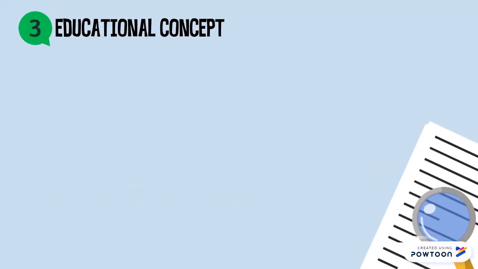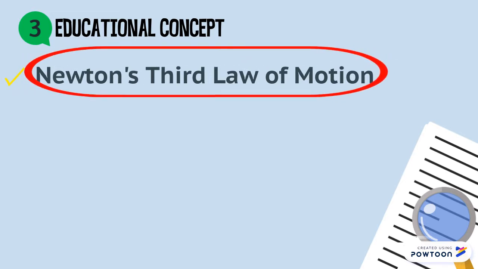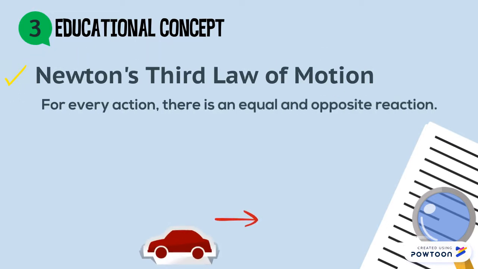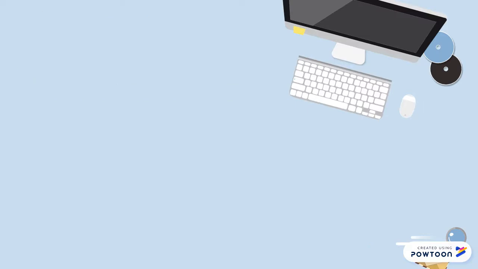The third educational concept is Newton's third law of motion. While you teach with this toy, you can also mention that we are able to observe Newton's third law, which states that for every action there is an equal and opposite reaction. In this case, we rotate the wheel towards us, and when we release, the car moves in the opposite direction.